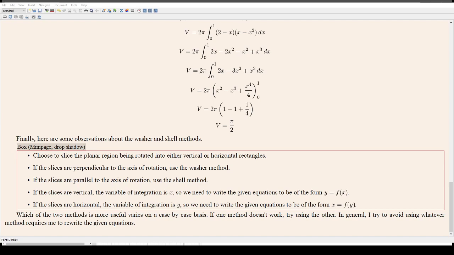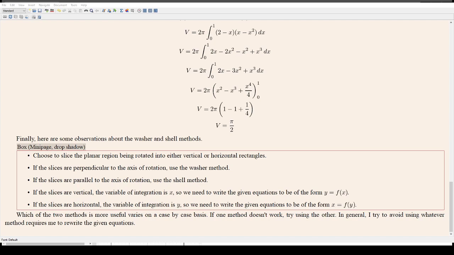Now, if you choose to make the slices perpendicular to the axis of rotation, then you will use the washer method. If you choose to make the slices parallel to the axis of rotation, then you will use the shell method. It is your choice which of the two slices you want to do, if it would look better vertical or if it would look better horizontal. Ultimately, that's up to you.